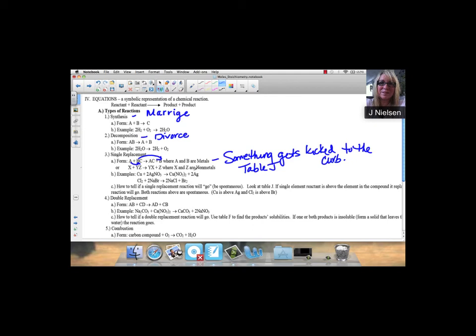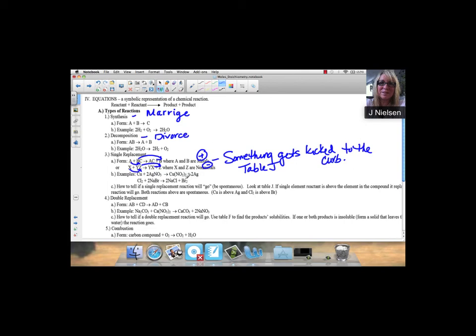Now, if you have a metal, metals are positive, so positive pushes out positive. If you have a nonmetal, nonmetals are negative. So here, X is a nonmetal, it would be pushing out Z, and Z would get kicked to the curb if it was more reactive.